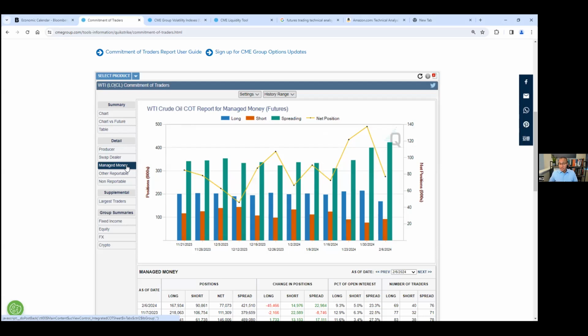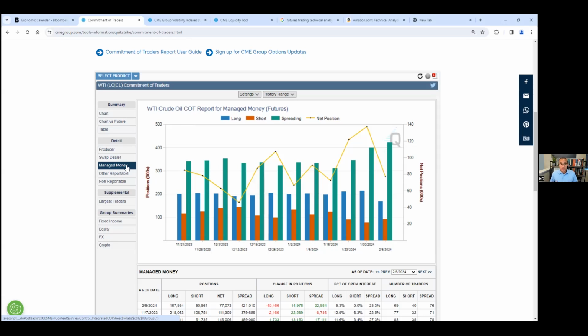Generally, and this is not going to be all the time, but generally, once managed money gets active and they start going long or they start going short, and their net position is getting to a 52-week low or 52-week high, right? That's kind of when you may expect a little bit of a reversal in the marketplace.